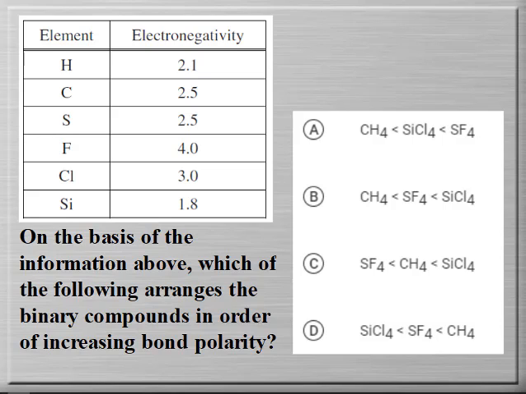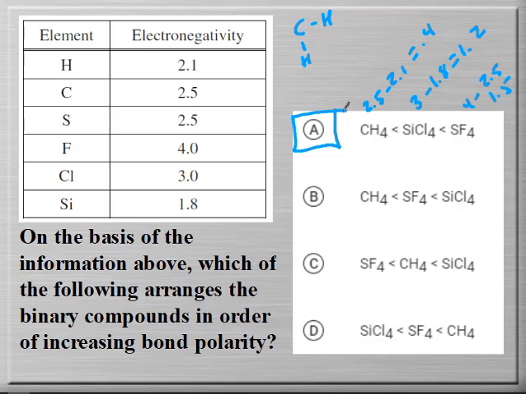To figure this out, you should have found the differences in electronegativity. It doesn't matter that there's 4 hydrogens. I'm looking at just the difference between 1 C and 1 H. So 2.5 minus 2.1 is a difference of 0.4. Silicon and chlorine has 3 minus 1.8, which gives me 1.2. And 4 minus 2.5 is 1.5. So these are increasing in bond polarity. So the answer was A.